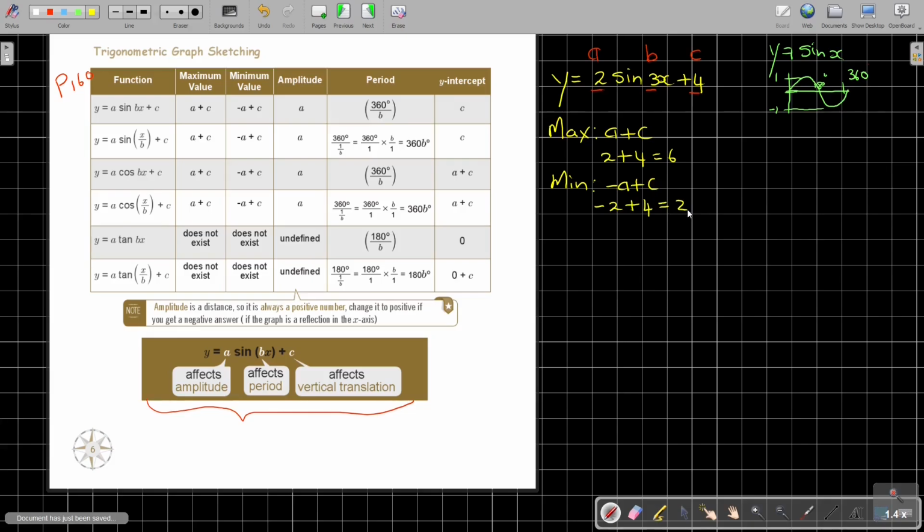If I want to find the period, it means when the graph starts to repeat itself, then it's 360 divided by B, which is 3, so it's going to repeat every 120 degrees. And if I want to see where it cuts the y-axis, the y-intercept, it's going to be C, and in this case, it's going to be 4.